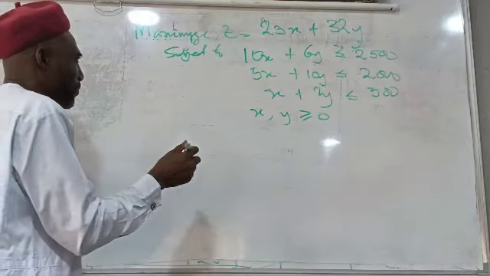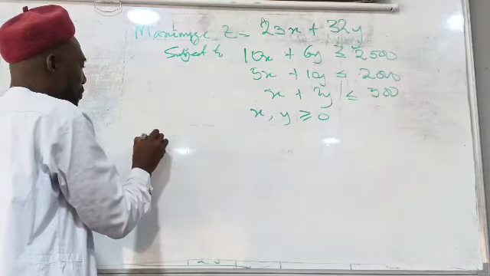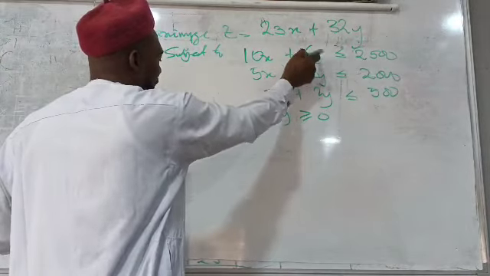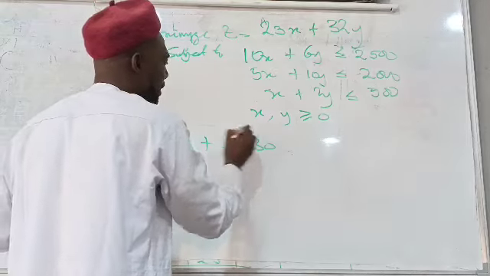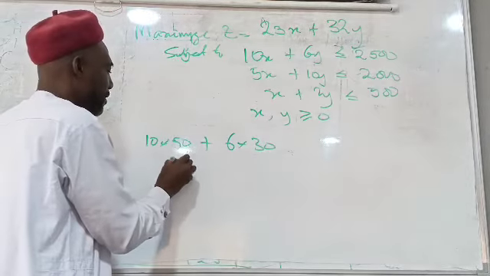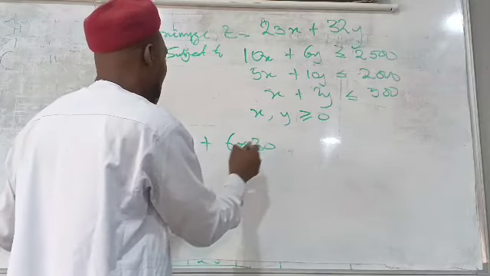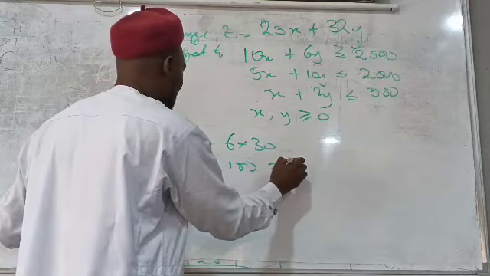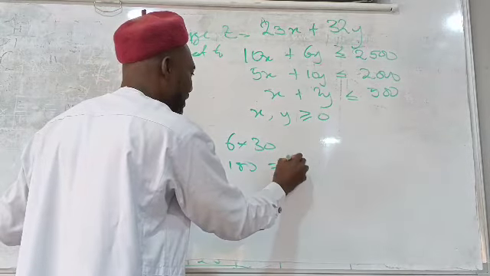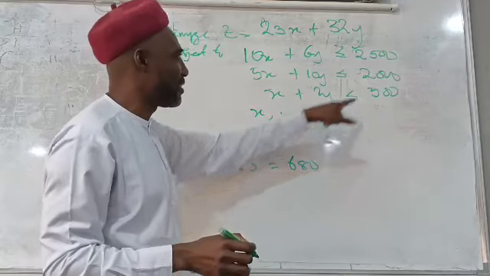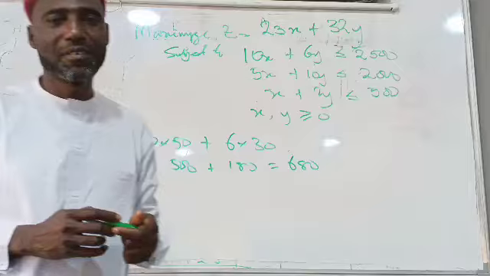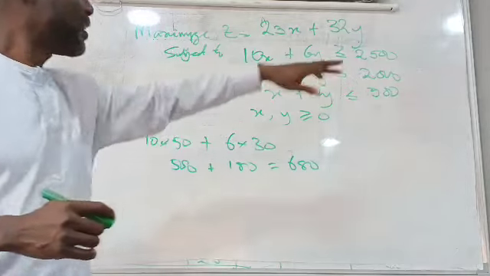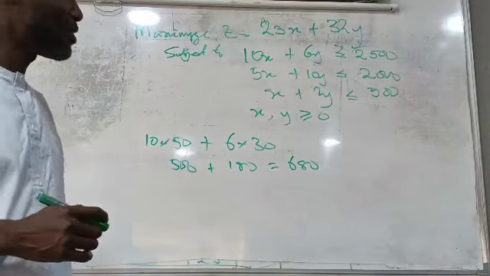See what I'm saying? If you produce 50 here, it's going to be 10 times 50, plus if you produce 30 here, it's going to be 6 times 30. 10 times 50 is 500. 6 times 30 is 180. Put the two together is what? 680. This 680 is still less, it's not up to 2005. So you have about 1,800 left in that year 2005.